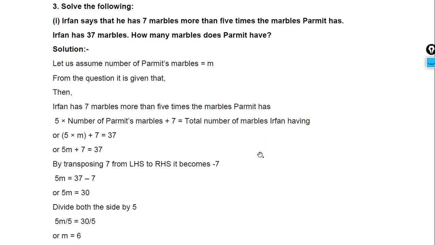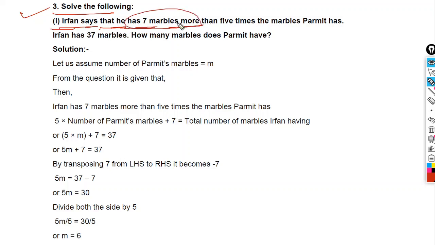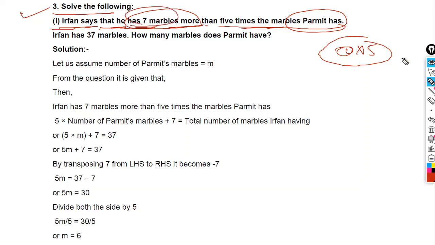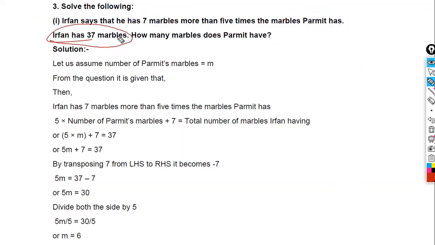Next question is question number 3. Let's solve. Solve the following. Irfan says that he has 7 marbles more than 5 times the marbles Parmit has. So whatever Parmit has, he has 5 times that and 7 more, plus 7. It is also given that Irfan has 37 marbles. How many marbles does Parmit have?